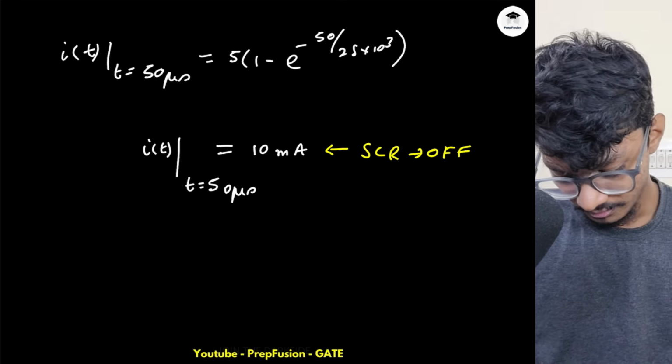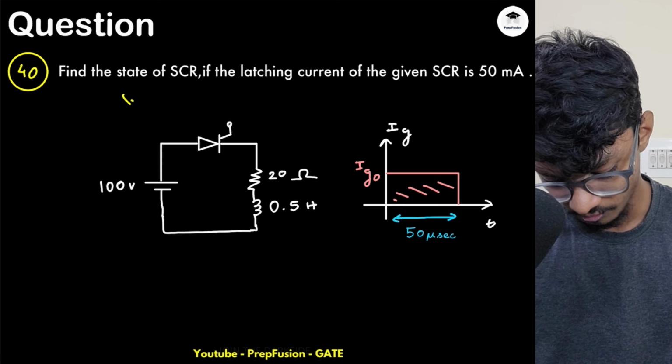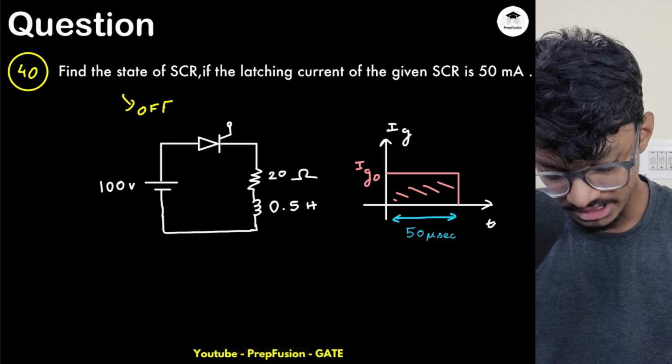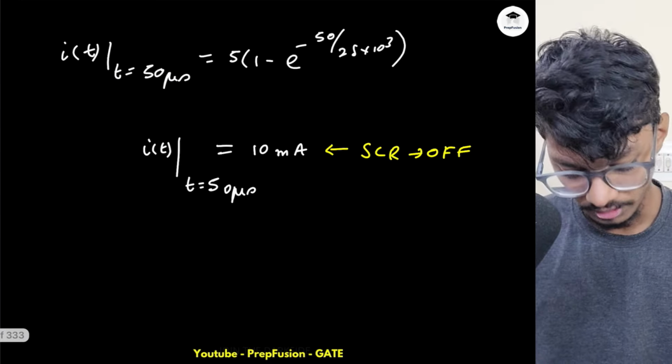Now for the SCR to turn on, how much time do I need? The SCR will be off, the answer will be off. Okay, the answer we have found. Let's solve it for extra. For how much amount of time do I need to apply this gate pulse so that the SCR will remain on?